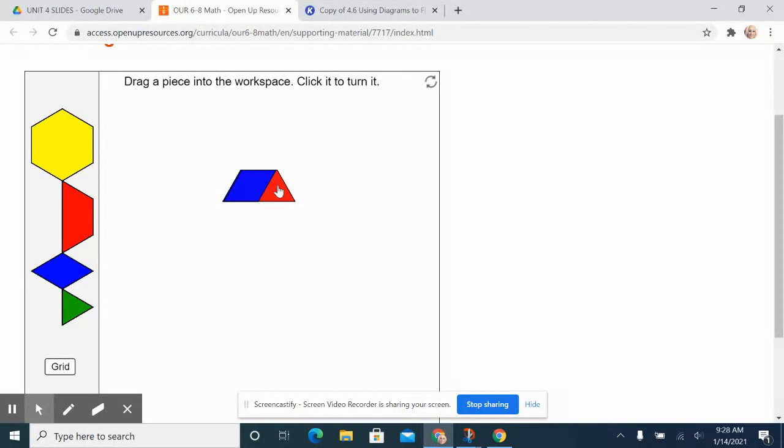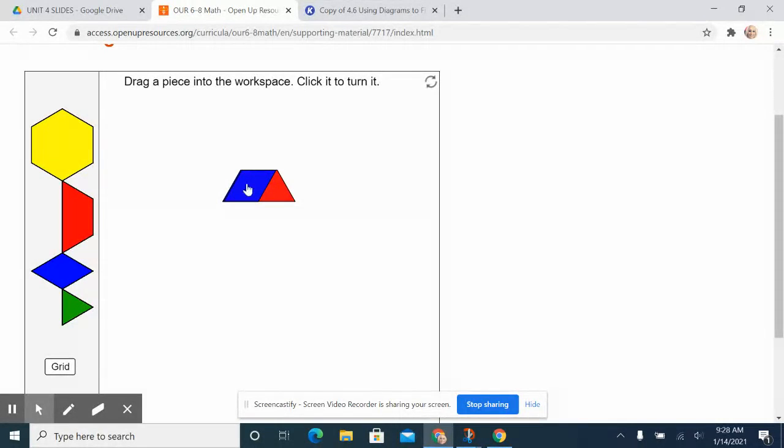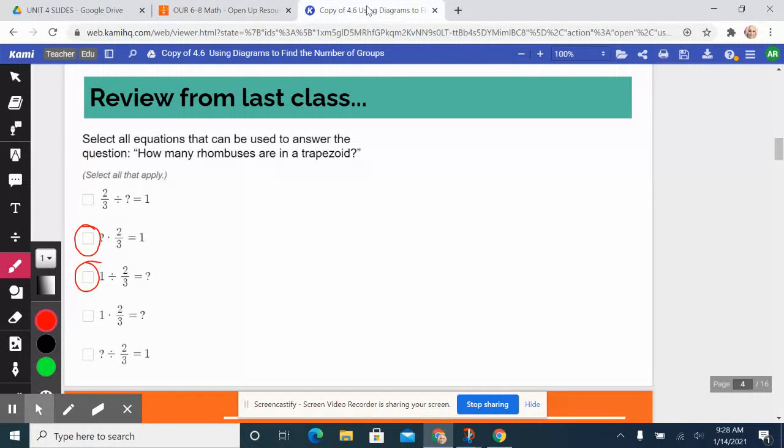So a third times 2/3 makes 1. That's what that's telling you in this equation that you see right here. And then the one below it is 1 divided by 2/3, or this blue, equals this third that's left over. So that is why the answers are the two that you see. So that's just a quick little review on what you learned last class.